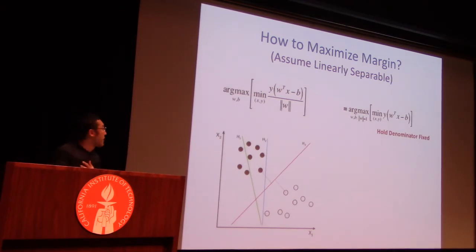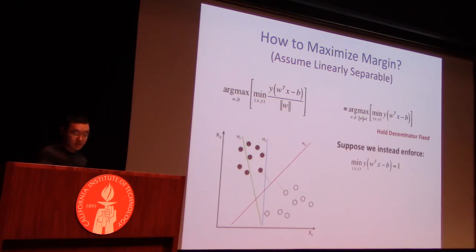This is still quite challenging to optimize. And the derivation to support vector machines will take an alternative approach, which is to hold the numerator fixed. So we're just going to force the numerator to be some number. Let's say 1.